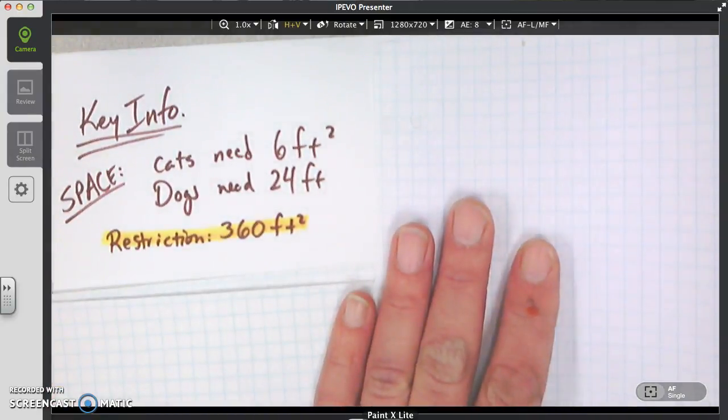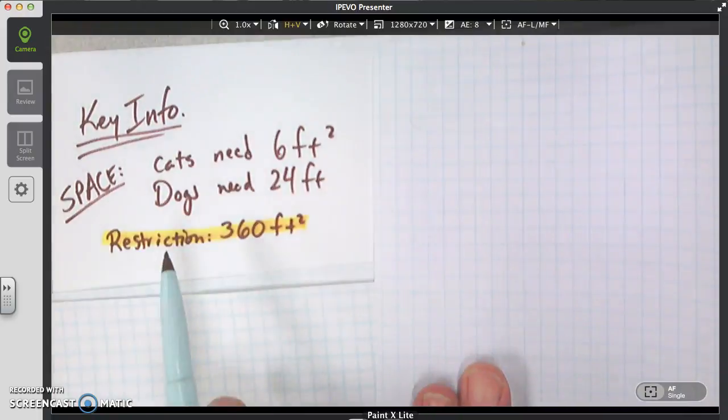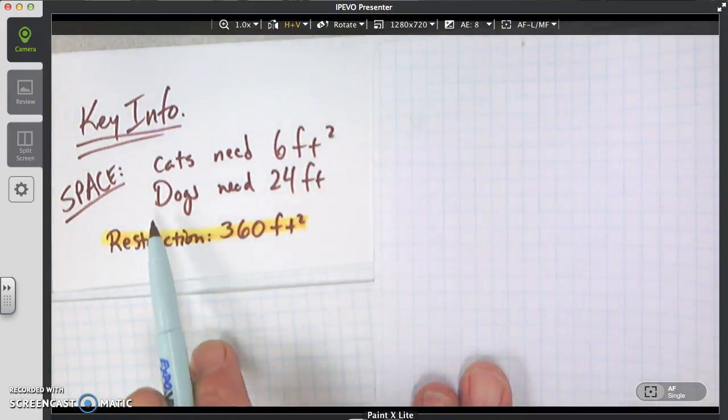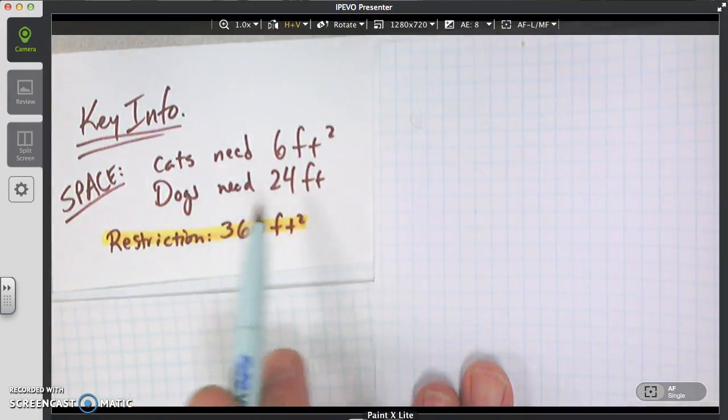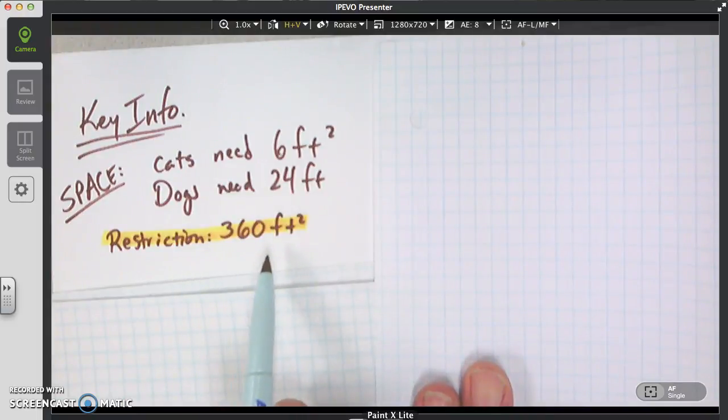Let's start with key information. So key information was for the space. Okay, cats needed that much, dogs needed that much. And I put this as a restriction and I highlighted it because they can't go more than 360. Okay, if there wasn't that restriction, then they could just house 1,000 cats. Okay, maybe 10,000 cats, who knows? Okay, but there is a restriction to make this realistic.